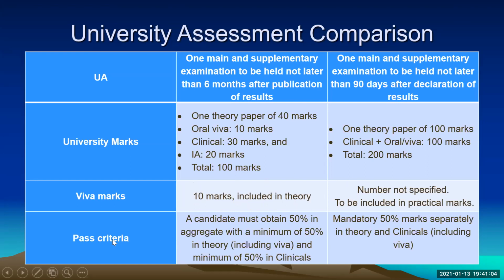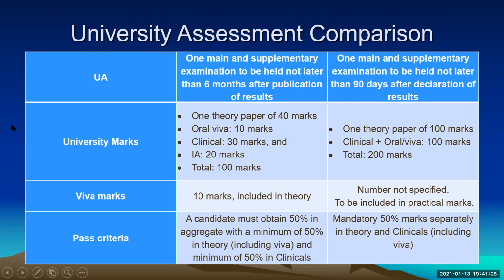Then regarding the pass criteria, that also has changed. Up till now, the student must have obtained 50% in aggregate with a minimum of 50% in theory and practicals. But now it is mandatory to have 50% marks separately in theory and clinicals. And clinicals will include viva. Initially, theory was including viva.